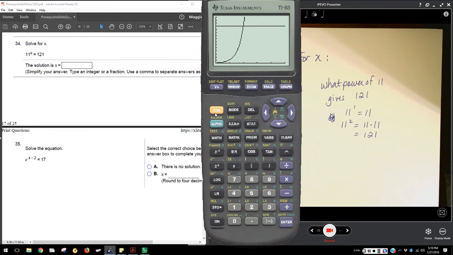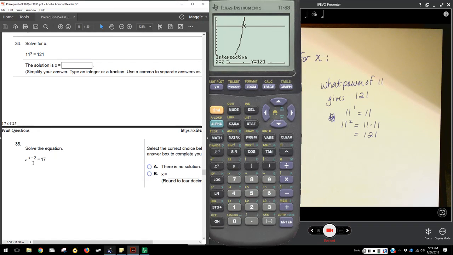I can verify that a couple of ways. One way is to hit calculate, choose value. Since I already had an idea that it would be 11 squared, it shows me that 11 squared is 121. The second way is to go second, trace, and find the intersection point, which is also really quick. I just hit enter 3 times and it tells me 11 squared is equal to 121.